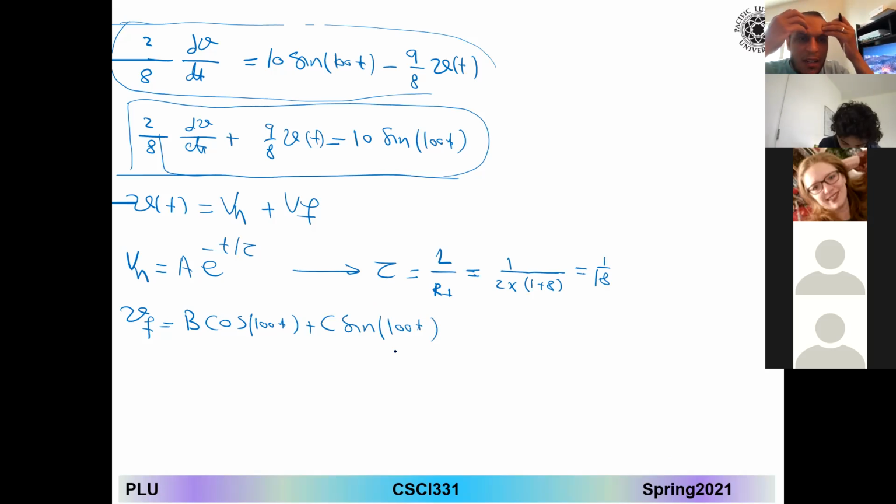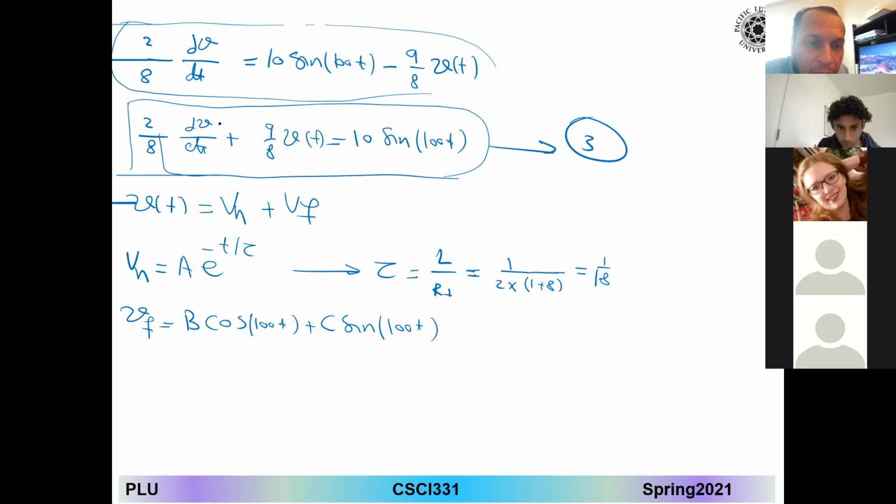So now how can I find those values? How can I find B and C? You go to this equation, equation number 3, and take that. Change this one for that: 1/4 dVf divided by dt plus 9 divided by 8 Vf of t equals my terms as they are, sine 100t.